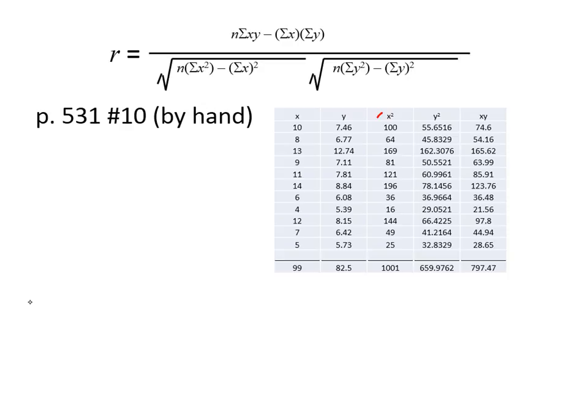So I'll go ahead and do all that for you. So now this is doing my x squared. I took the 10 squared, the 8 squared to get all these numbers here. This is my y squared. So I took my y column and I squared each value to get those. This is the product of x and y, so the 10 times the 7.46 to get here.